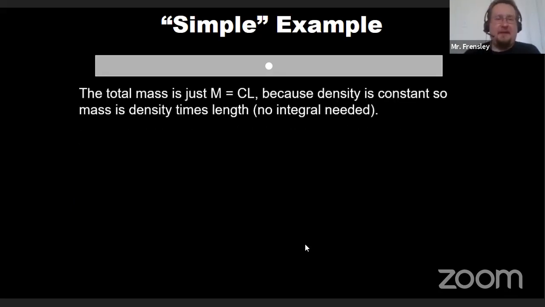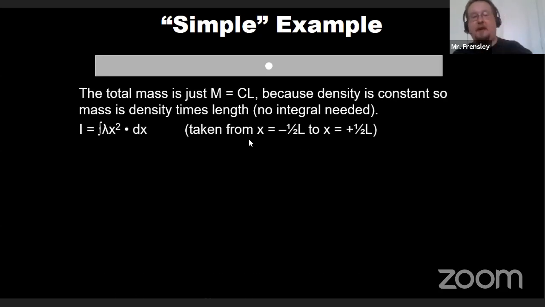All right, the total mass is just the constant times L. It turns out if the density is uniform, you don't really have to take an integral. You just have to take the constant density and multiply by the length in this case, because C is mass per length, right? So no integral is really needed for that, but this we need an integral for.